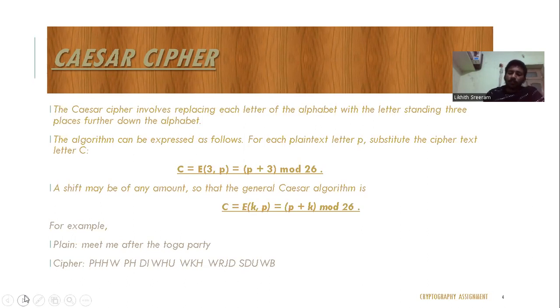What is cryptanalysis? These attacks rely on the nature of the algorithm plus perhaps some knowledge of the general characteristics of the plain text, or even some plain text ciphertext pairs. There are two types of ciphers, block cipher and stream cipher. Block cipher processes the input one block of elements at a time, producing an output block for each input block. Stream cipher processes the input elements continuously, producing output one element at a time as it goes along.